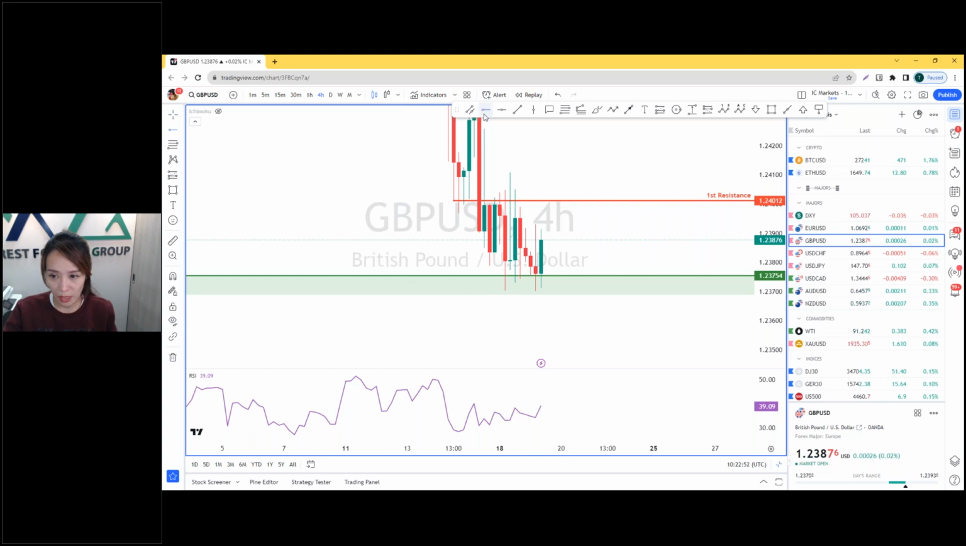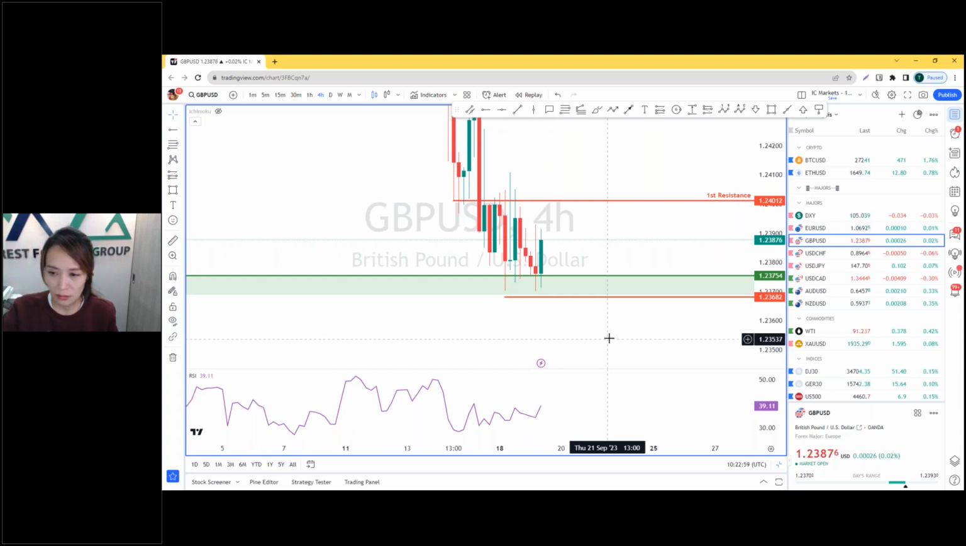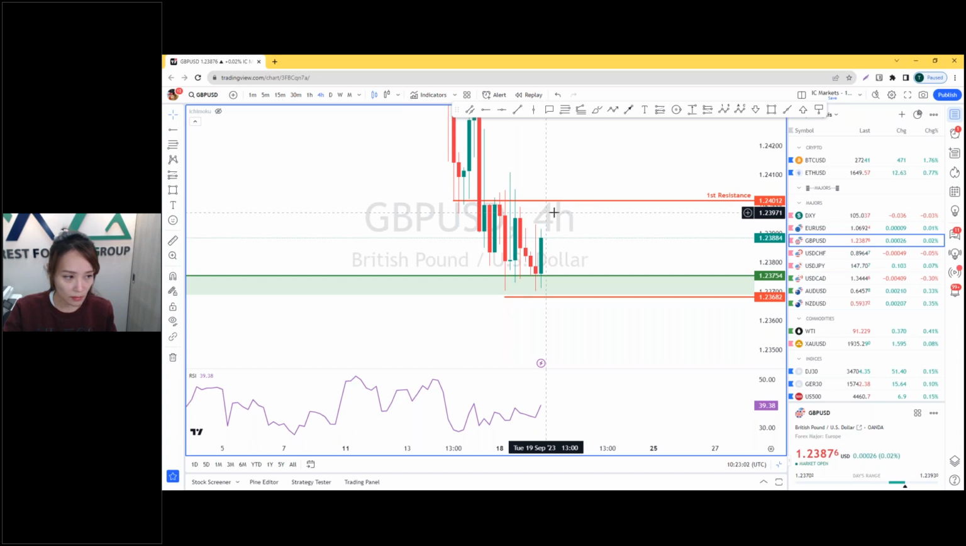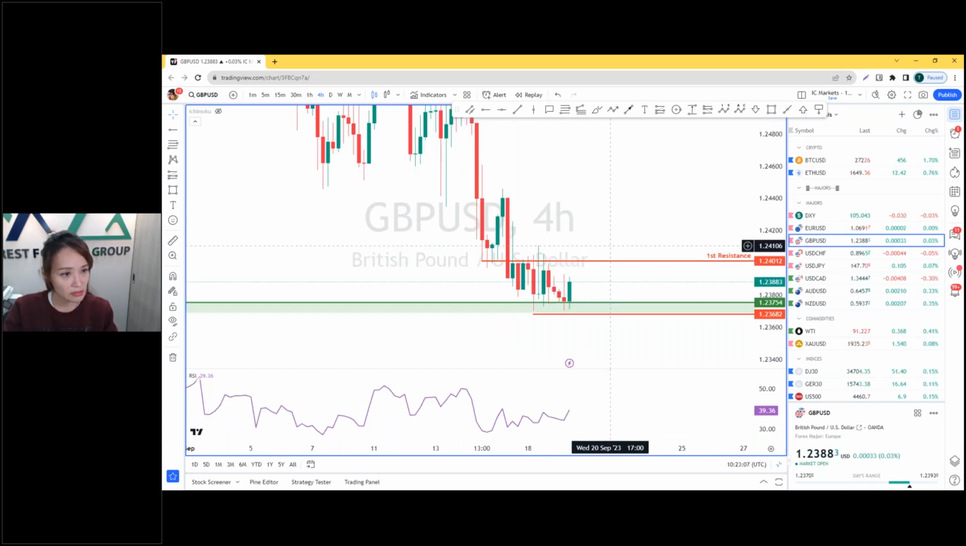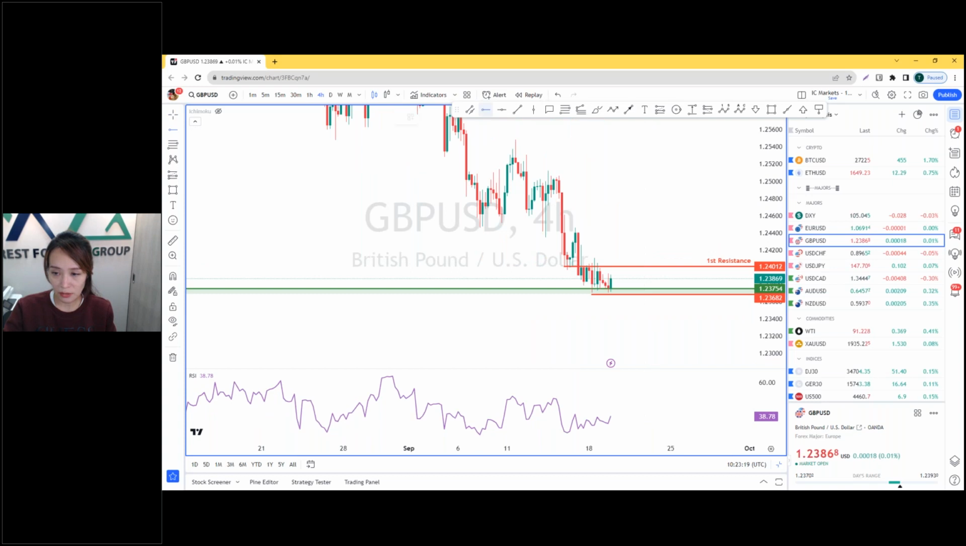Where is my SL? Just below this wick, below this wick. This is my stop loss. And my TP is somewhere just before this level. Like I say, if you know how to identify the support and resistance correctly, then I think you can trade. You don't need to find another strategy already.